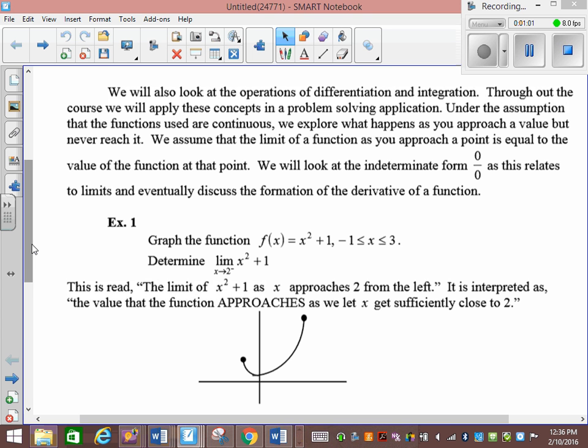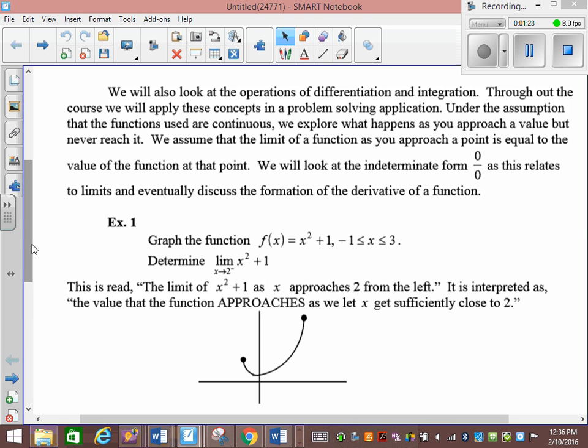Under the assumption that the functions used are continuous, we explore what happens as you approach a value but never reach it. So that's what a limit is, as you're approaching a value but not specifically at that actual point, okay? A limit from the left and right, but as you're approaching the value. That's the hardest thing for people to grasp, that a limit is not that value, it's what it approaches.